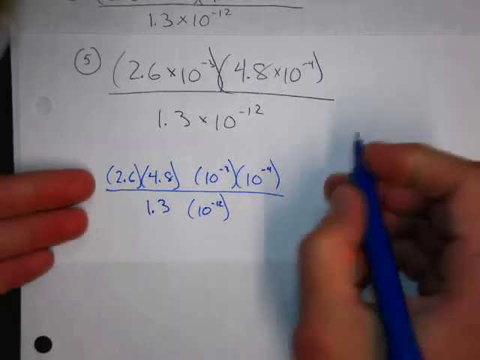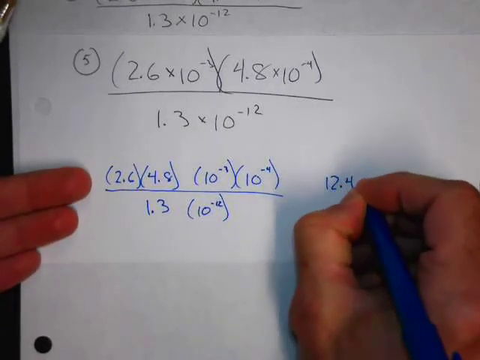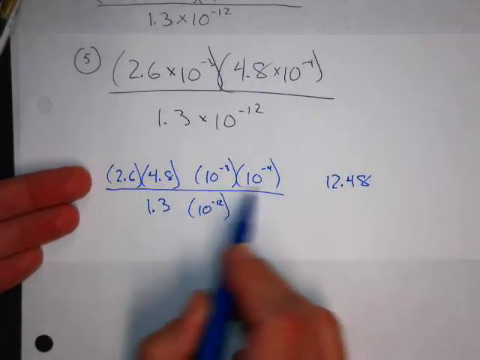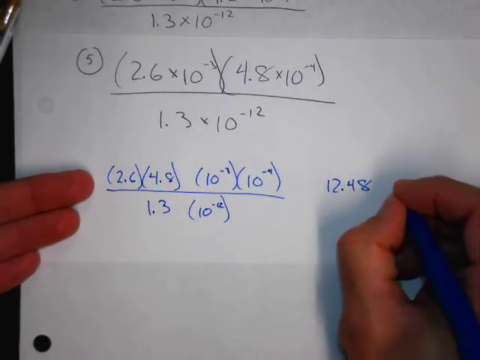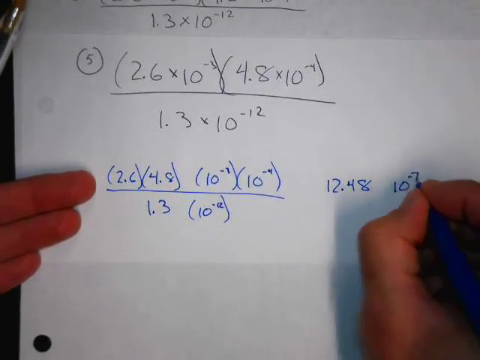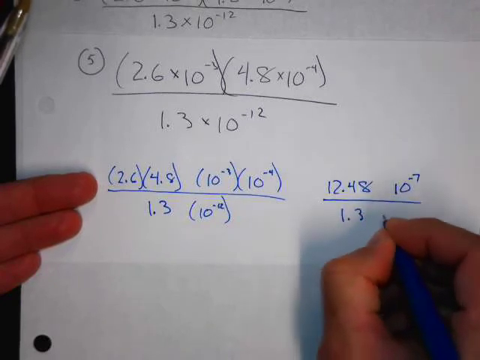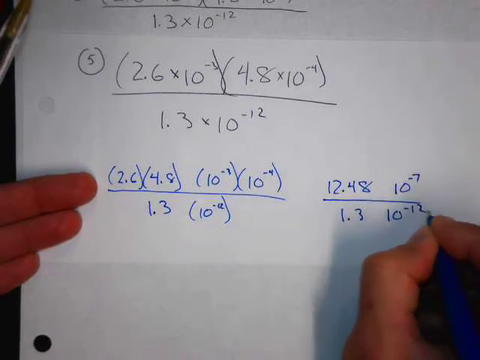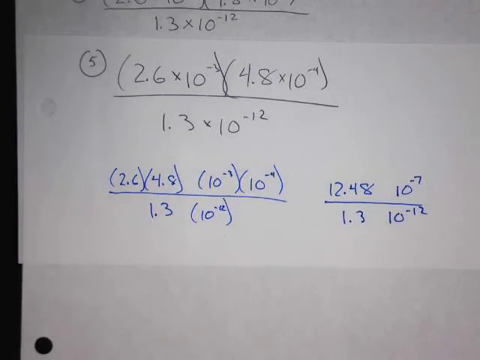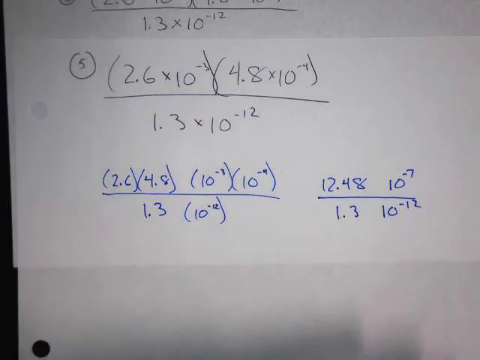Okay, so we have 12.48. And then our tens. Keep the base, add the exponent, 10 to the negative seventh. And that's going to be divided by 1.3 times 10 to the negative 12th power. Okay? So I'll do the same thing that we did in number 3. Now I have this set up, I can start dividing. So I'm going to start dividing.